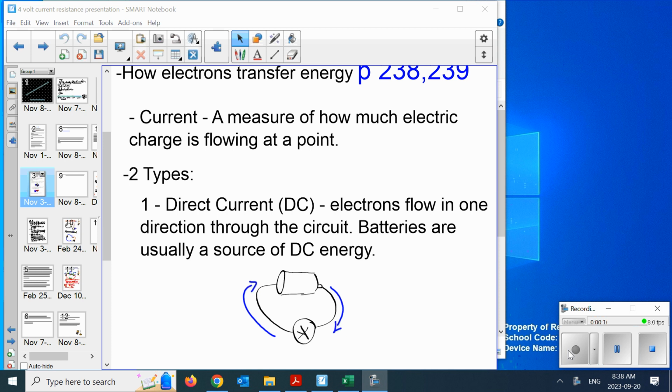We left off yesterday talking about direct current. Batteries flow in one direction through the circuit. Batteries are usually a source of DC, direct current energy. I have a diagram there, and on the diagram, a battery, a wire, and this little star represents something using the energy, perhaps a light bulb, going through. Jot that down if you haven't already. I'll pause the video while I update this.